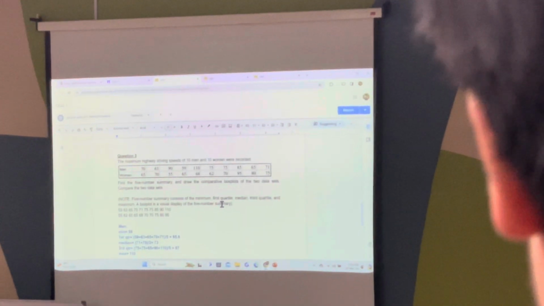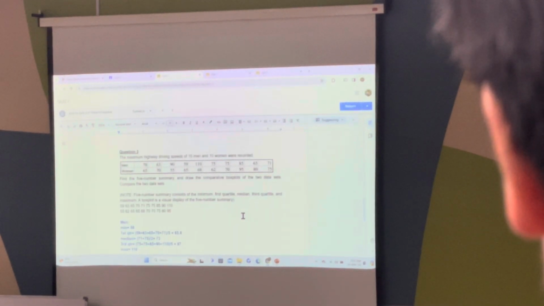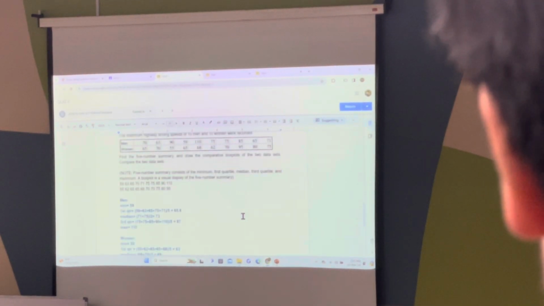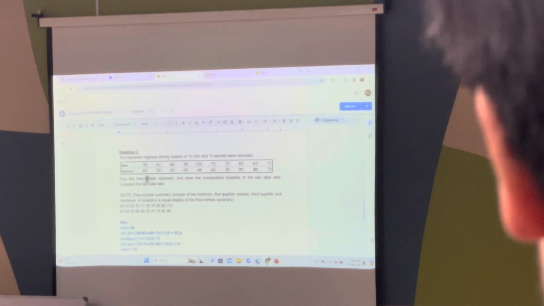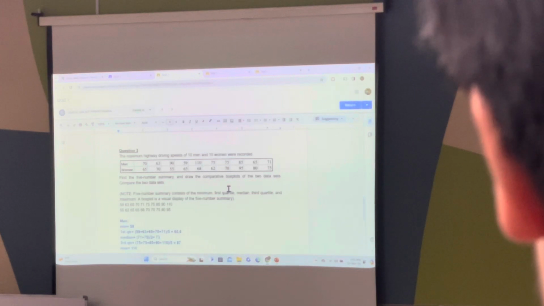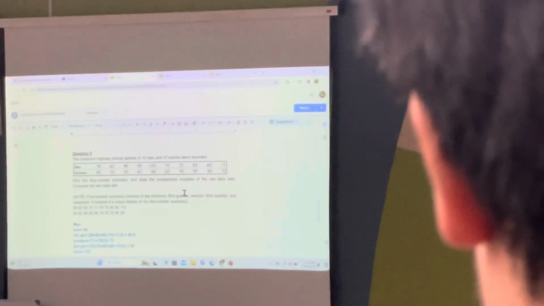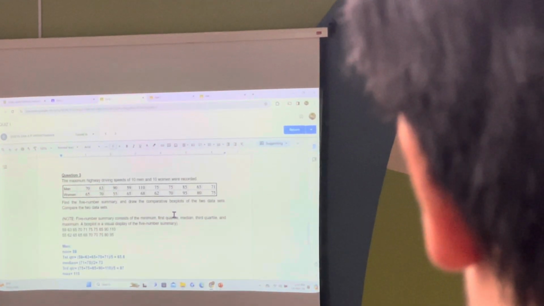Okay, and then the next one is the 5 summary. So find the 5 summary. So the 5 summary in a box plot: we have minimum, maximum, Q1, median, Q3. 5.